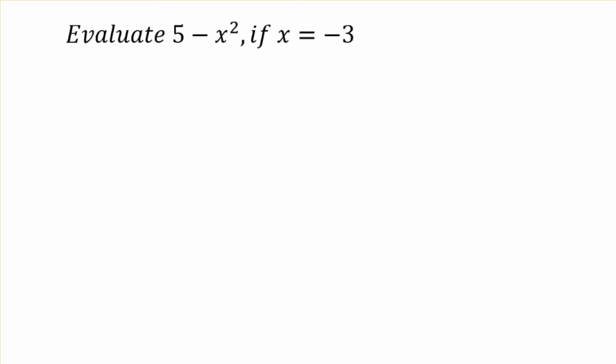Let's try another one. 5 minus x squared. We're going to keep 5 minus. We're going to substitute in -3 for x. We'll put that into parentheses and we're only going to square that. We do not change it to a positive here.